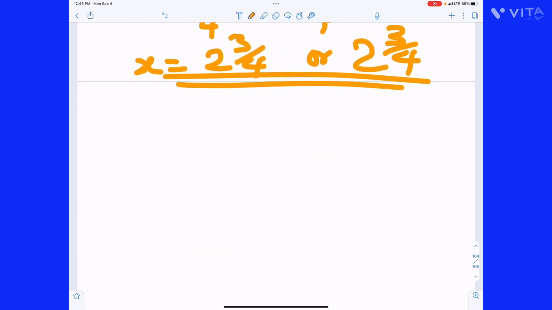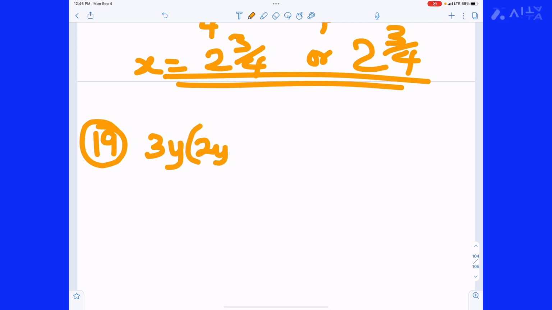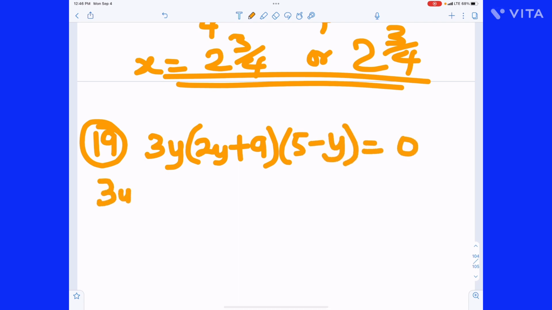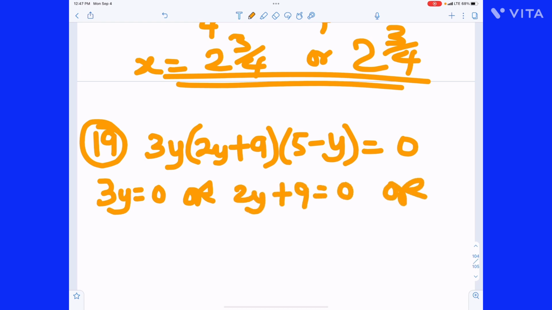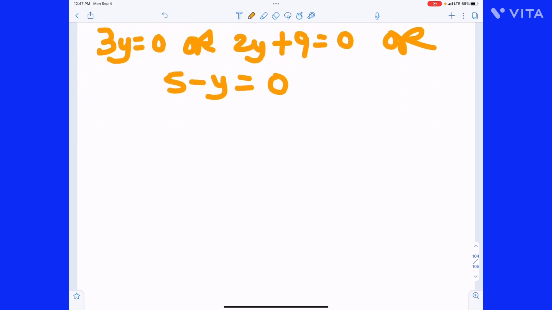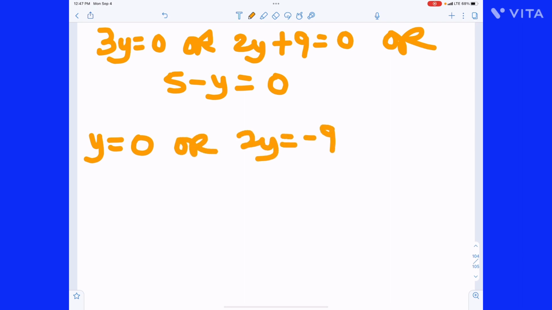Next. 19. 3y open bracket 2y plus 9, 5 minus y, is 0. So 3y is 0, or 2y plus 9 is 0, or 5 minus y is 0. Do you understand? Y is 0, or 2y is 0 minus 9, or minus y is minus 5. This 5 is positive here; if I take it to the right hand side, it will become negative.